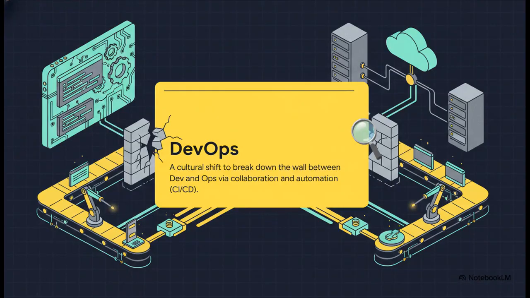The solution to this wall was DevOps. DevOps is really a cultural and technical movement that's all about tearing that wall down. It's about creating one single, unified team where everyone shares the same goals, and then automating the entire process from start to finish, creating one seamless, automated assembly line.